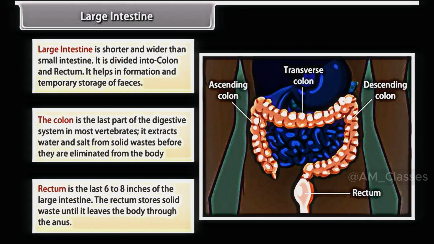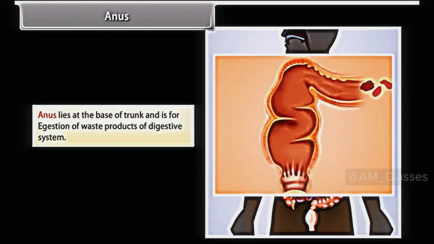Rectum is the last 6 to 8 inches of the large intestine. The rectum stores solid waste until it leaves the body through the anus. Anus. Anus lies at the base of trunk and is for egestion of waste products of the digestive system.